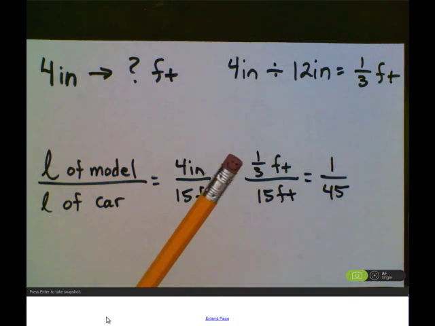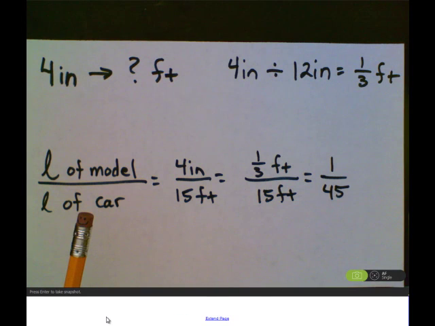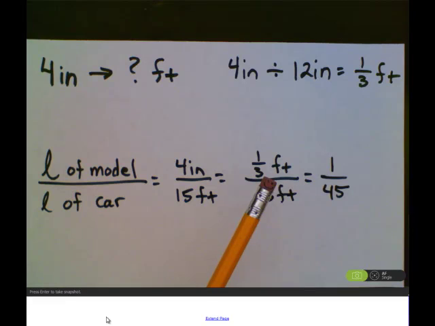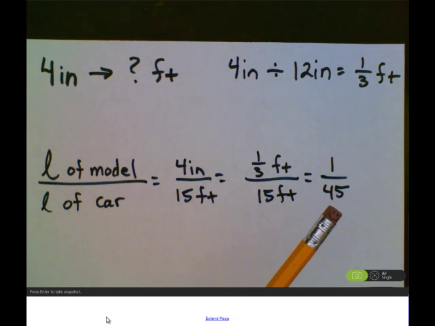And then we can do the same calculation that we did before, right? We'll take the length of our model, and divide it by the length of our car. Our model's 4 inches, we said our car's 15 feet, but this time we're going to change inches to feet. So we can substitute 1/3 foot, so we have 1/3 of a foot over 15 feet, and if we reduce that, essentially multiplying the top and bottom by 3, we get 1 over 45, which is the same answer that we got when we did it the other way.